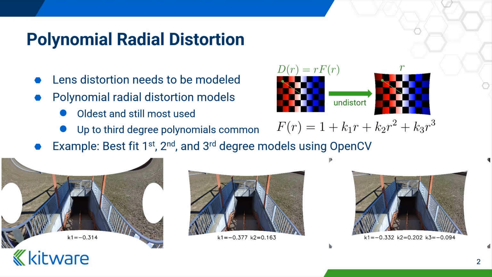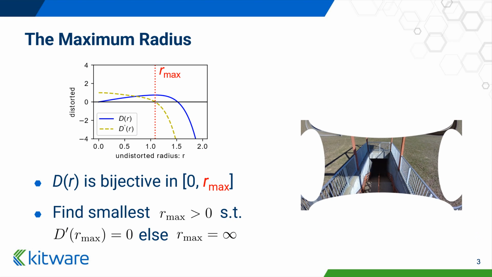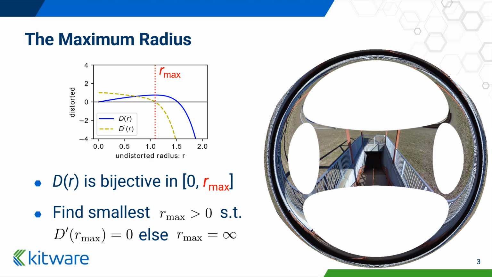Here's an example showing the first, second, and third degree models estimated from OpenCV, and you can see that the first and third order models have artifacts. We aim to answer the question, why does this happen sometimes, and can we detect when it will happen? If we expand the range of this image, we can see it's not just the corners that have this artifact. Because the distortion function is a polynomial, it often doesn't increase monotonically, and there's a peak after which the radius moves back towards the center of the image.